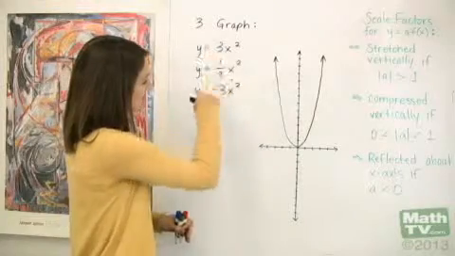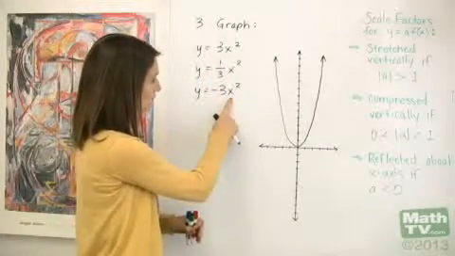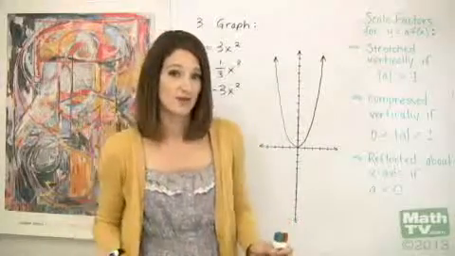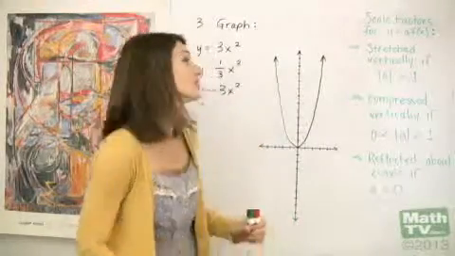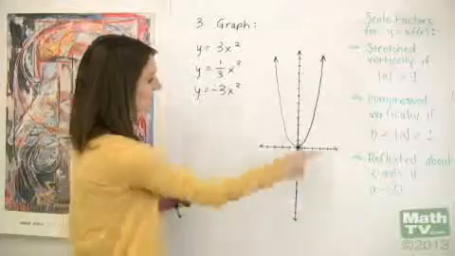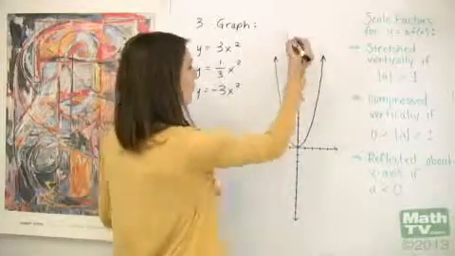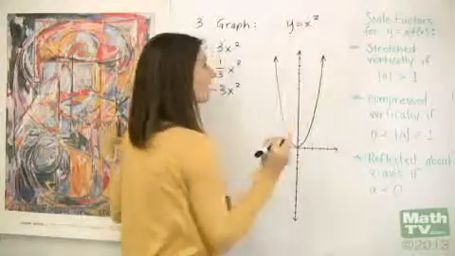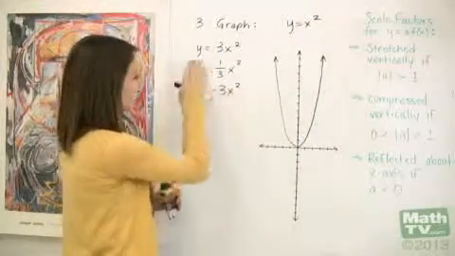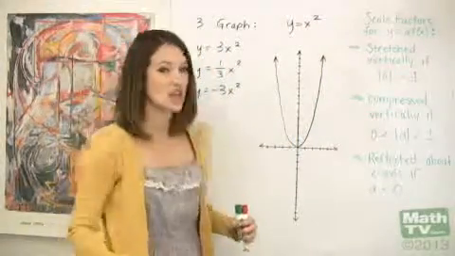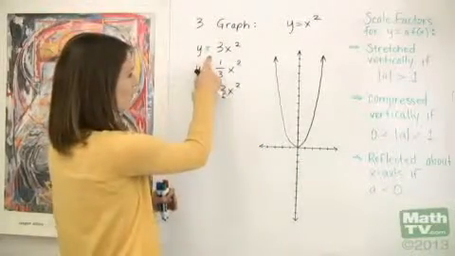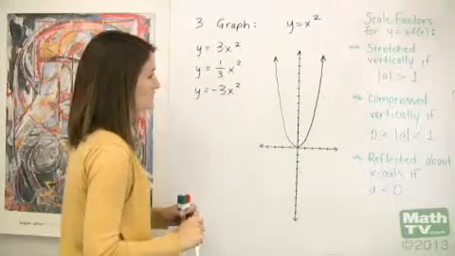Now, these have a coefficient on the first term of our function, and we're going to follow a rule for scale factors and reflections when we deal with functions. The graph that we have here is for our basic graph, which is y is equal to x squared. Now, we have added in some numbers here, and that's going to change what our graph looks like. So let's start with the first one, y equals 3x squared.